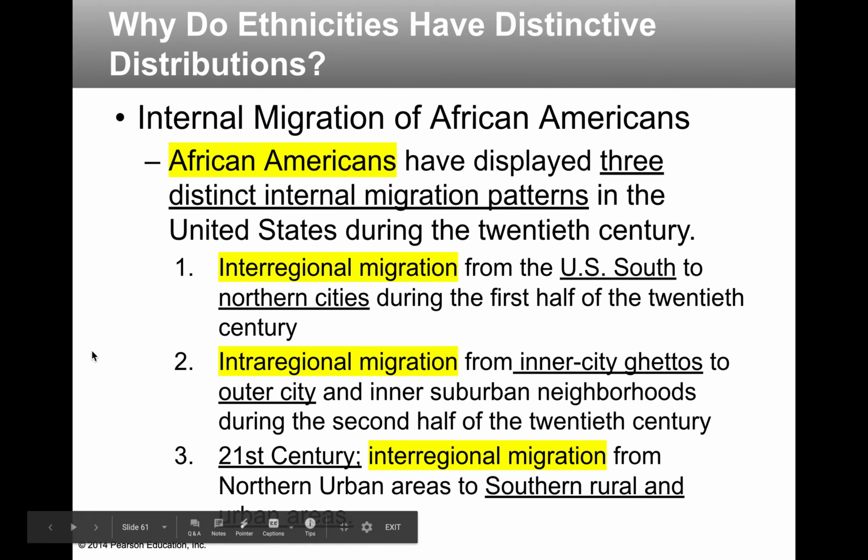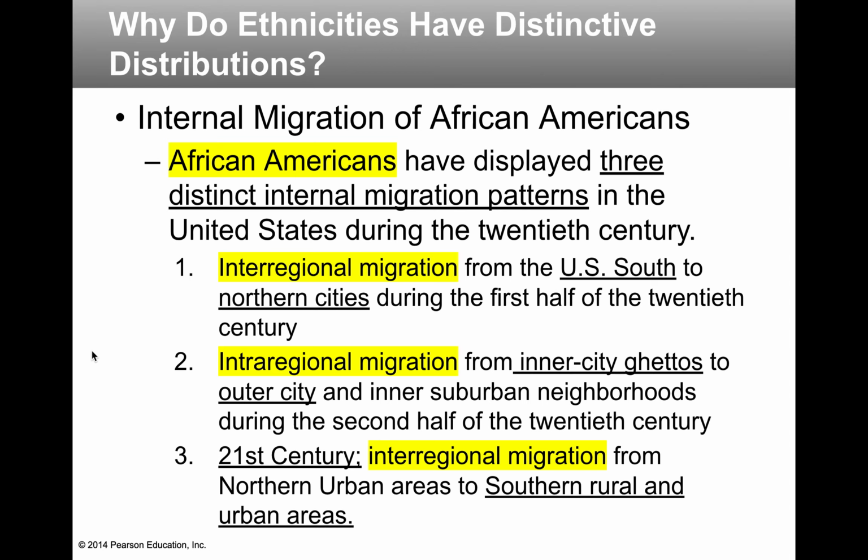Moving on to African American distribution and diffusion patterns, we see there's three distinct internal migratory patterns in the U.S. First, most African Americans will identify through forced slavery. However, in the 20th century, so the 1900s, we see interregional migration from the south to northern cities. This is going to be known as the Great Migration.